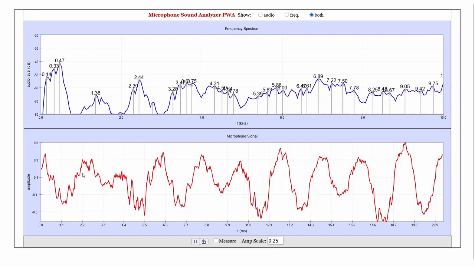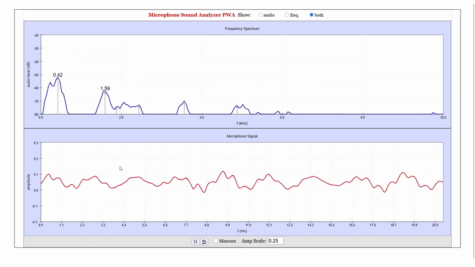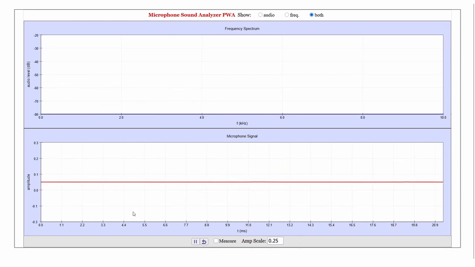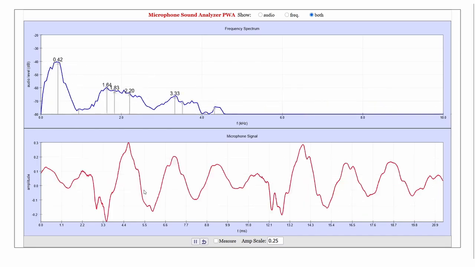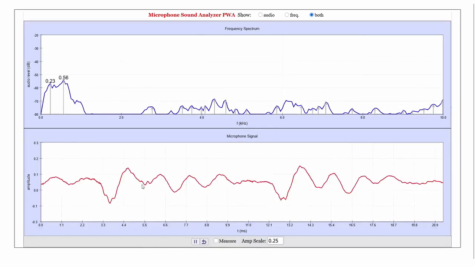So here, if I'm talking louder, you can see that there's more amplitude. And if I talk softer, see it. It's less of a vibration on the microphone right here. The more you talk, the bigger the amplitude. The less you talk, the smaller the amplitude.